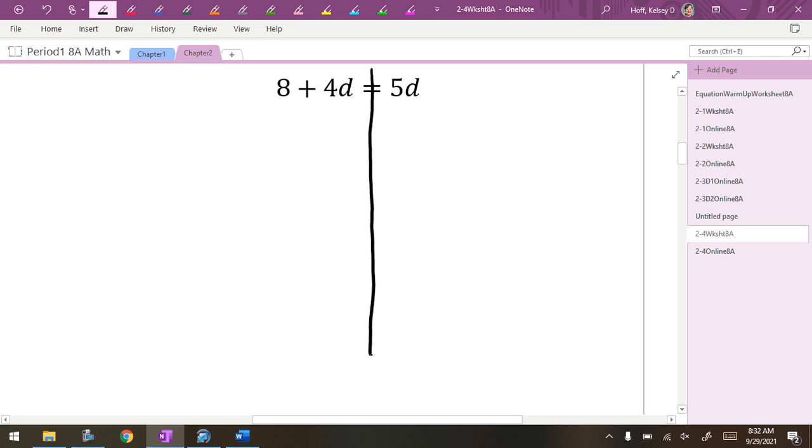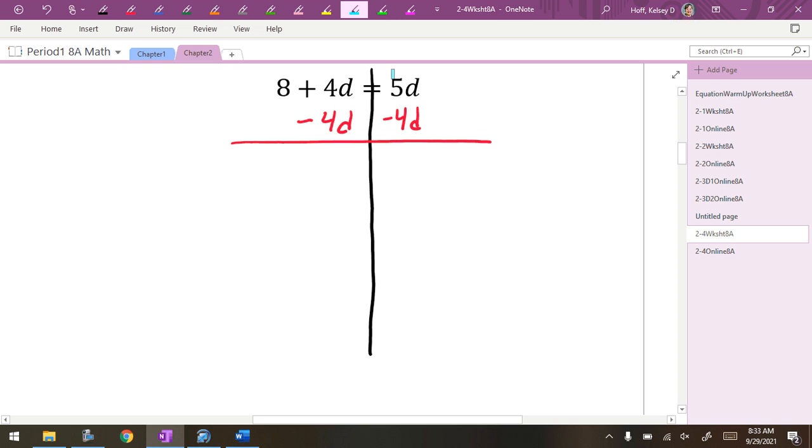Okay? Petro, I want to move 4d to the other side. How am I going to do that? Very good. It's currently a positive. So I'm going to subtract 4d. Make sure you write minus 4d on both sides. We don't want to move 5d because we'll empty out that side of the equal sign, and we never want to do that.